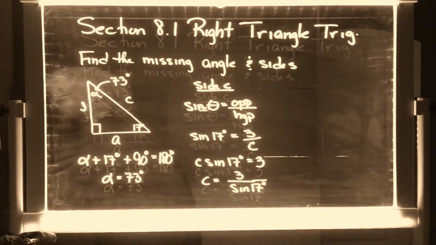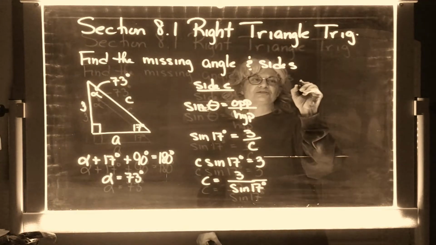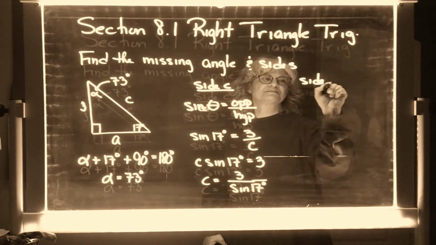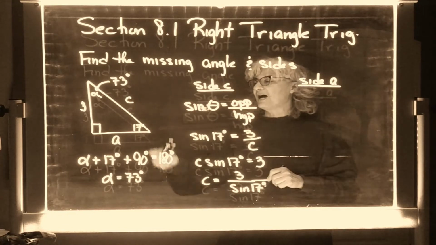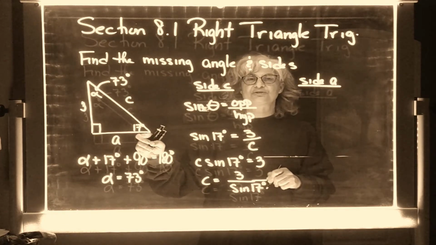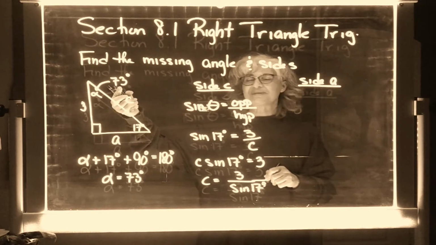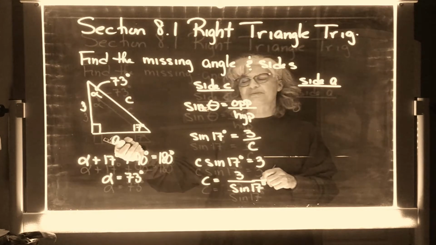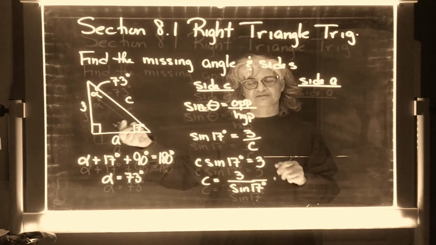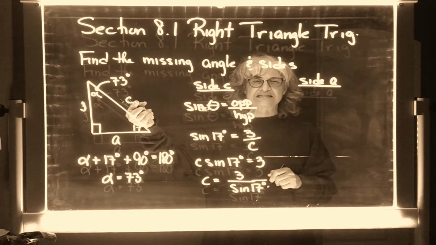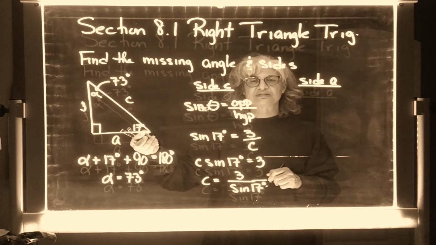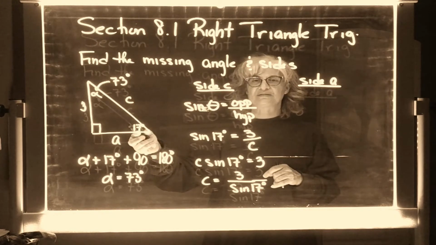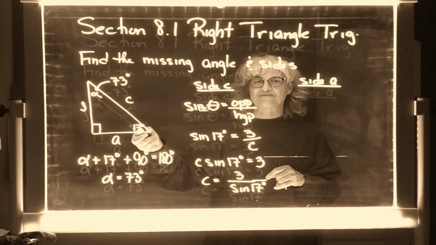So, now let's take a look. Again, I'm sticking with the 17 degrees. Why? Because if I messed up on 73 degrees, I'm going to mess up on finding A. And I would have messed up on finding C also, which is why I always want to stick as much as I can with the angle they gave me.